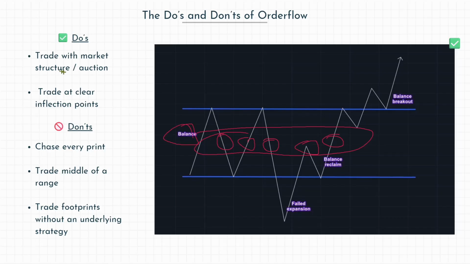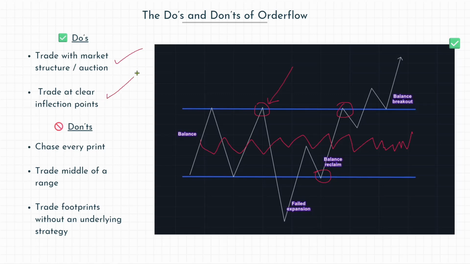It's in the nature of ranges that in the middle is where the chum, the liquidity, the little fish sit, and at the extremes, at the inflections, is where the best risk to reward and the best signals or context of order flow sits. So do trade with the structure, do trade at inflection points, do not chase every print.